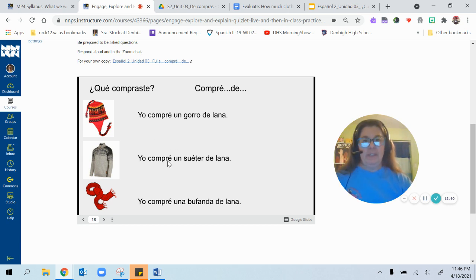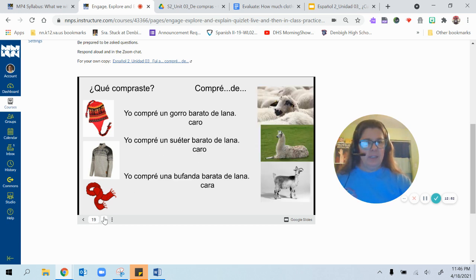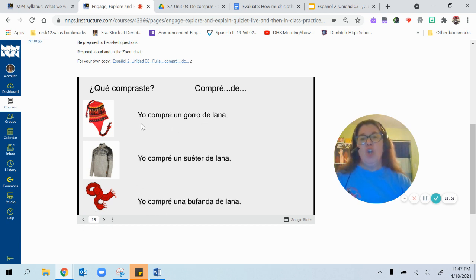Wool. Well, some people don't always know what wool is. Wool can come from sheep, llamas or alpacas, and goats. Yo compré un gorro de lana. ¿Qué compraste? Yo compré un suéter de lana. Yo compré una bufanda de lana.